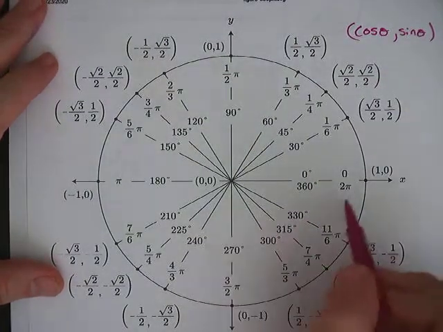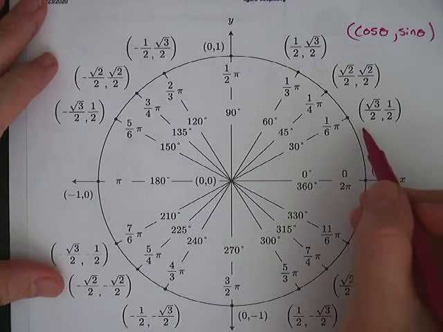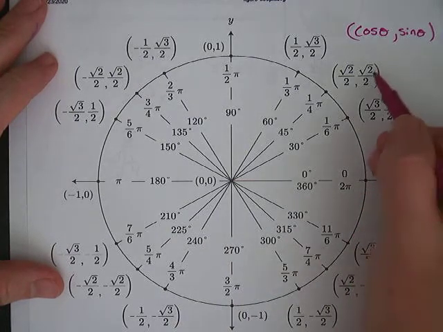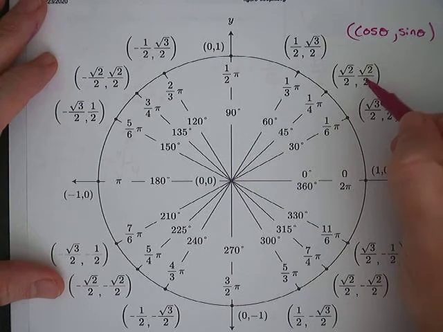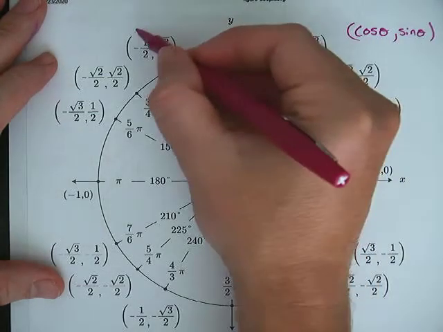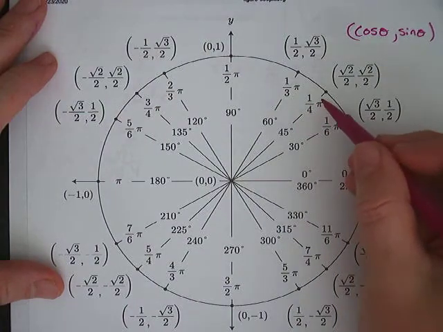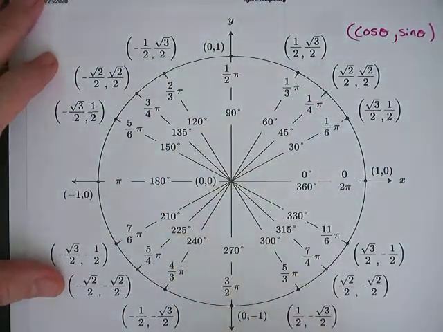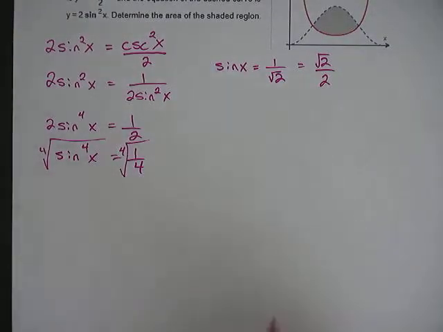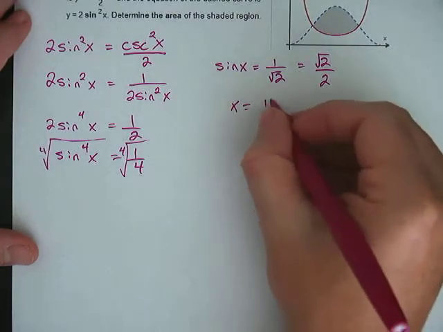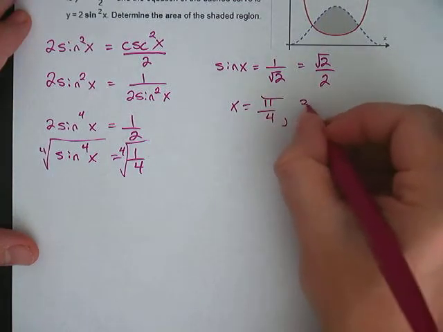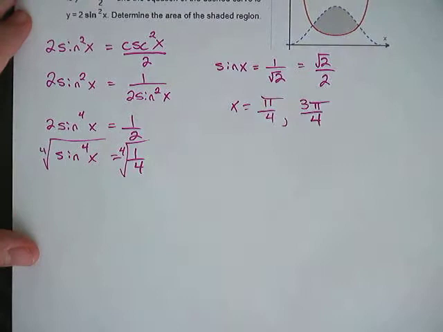Okay, so as you go around the unit circle, you look for the root 2 over 2 in place of the sine, and you see it right here. Okay, and then if you keep going, you see it again right here. Okay, so pi over 4 and 3 pi over 4 are the first two solutions, and those are going to be the ones we use here. So we'll say x is equal to pi over 4 and 3 pi over 4. Okay, so that gives us our solutions, which would be our limits of integration.